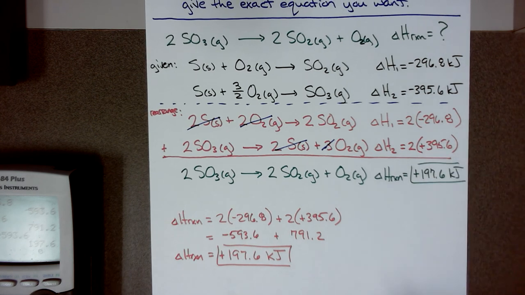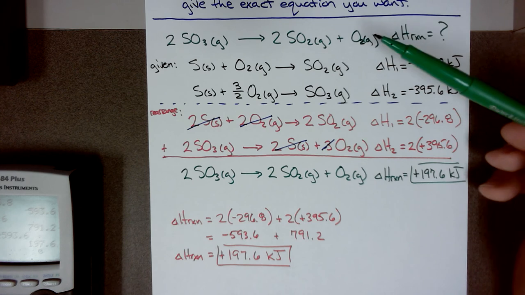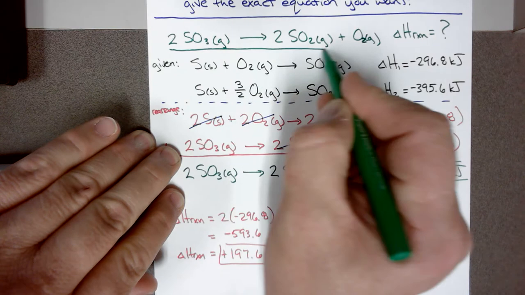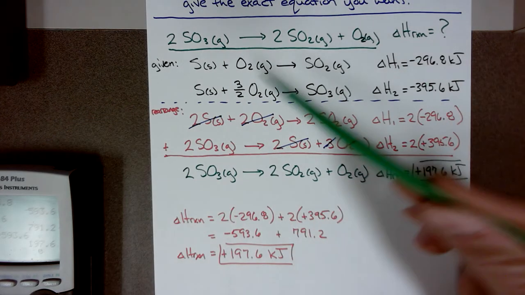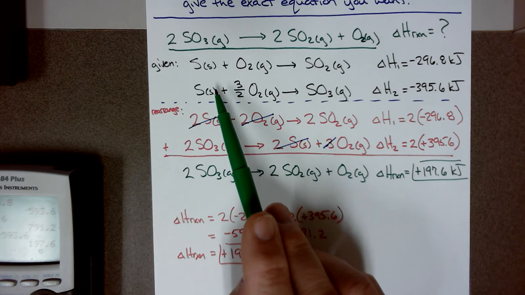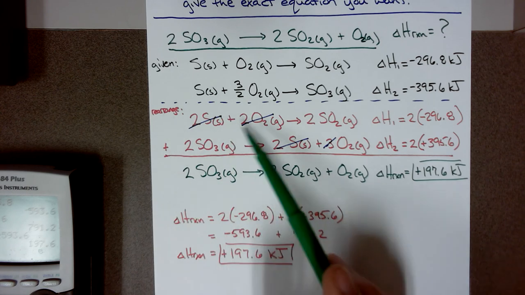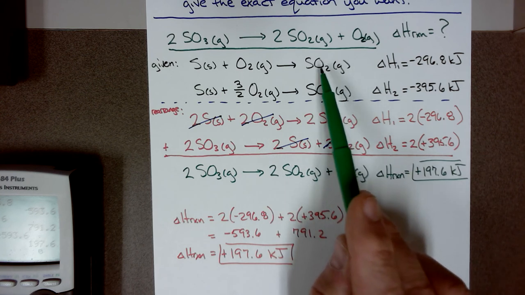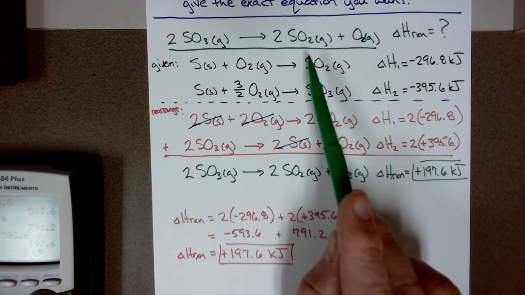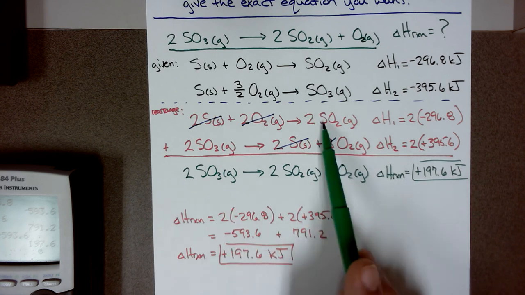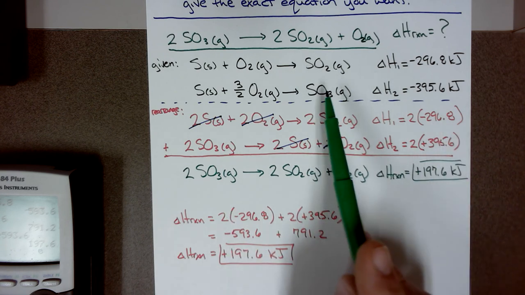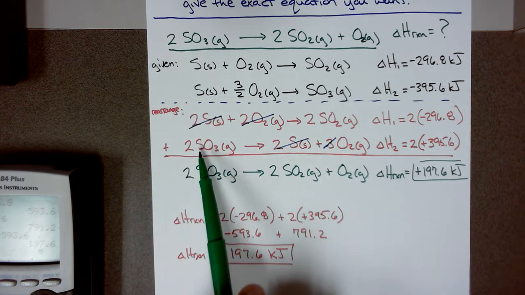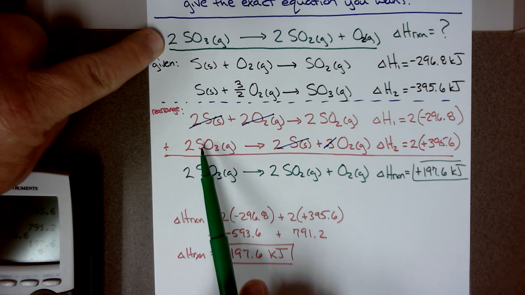Okay, so this is the process. Remember, you have the original equation right here. This is my original equation. That's what I'm looking for. I have the two given equations, and then I'm going to call this area the rearranging or manipulation equation. I make sure that this SO2 is on the same side, so I don't flip it, but I have to multiply everything by 2. My SO3 is on the product side, but I want it on the reactant side, so I flip it. And then I also need 2 moles, so I multiply everything by 2.